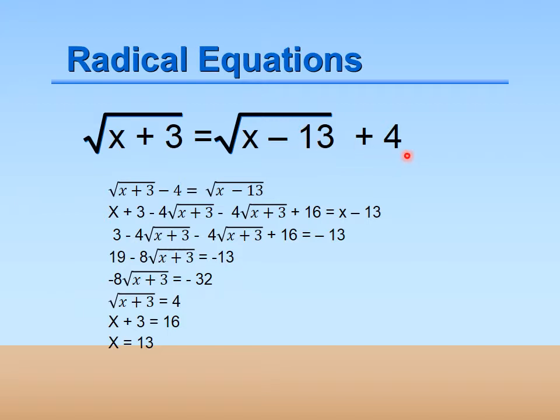So I have to get rid of this plus 4. So I'm going to subtract 4 from both sides, leaving me with the square root of x plus 3 minus 4 equals the square root of x minus 13. Now I'm ready to square both sides.